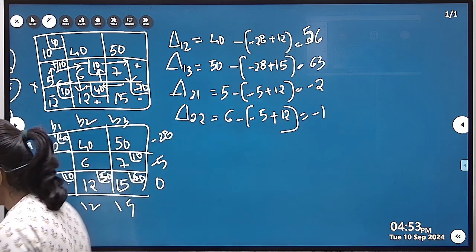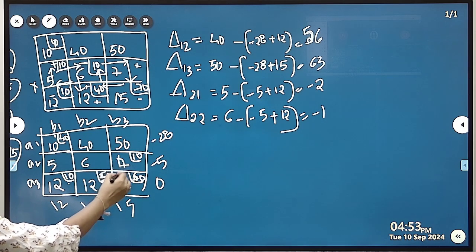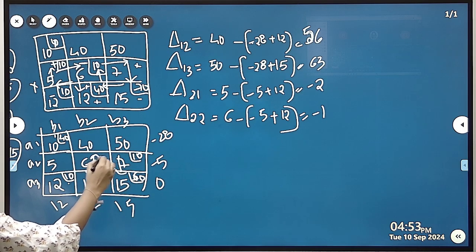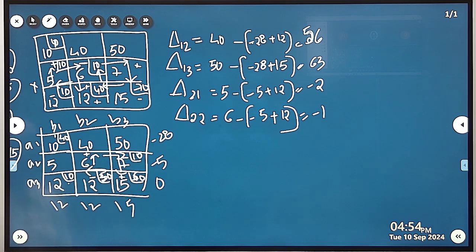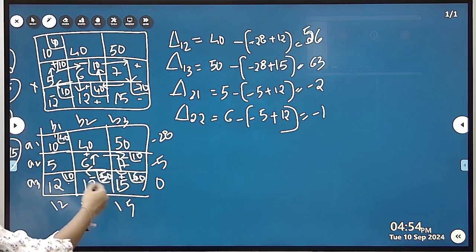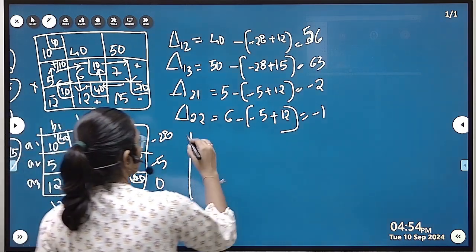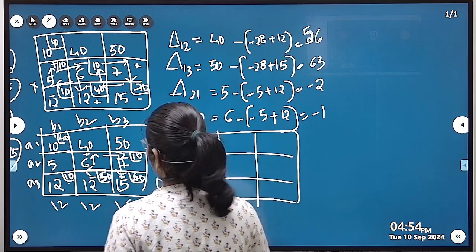So now the values again we got negative, so we need to do the degeneracy again. Again we need to do the degeneracy from here and here and here and here. So this will be positive and this is negative, and this is positive and this is negative. So the least value is 10 with negative, so it needs to be rotated again. This question is very lengthy. There are many degeneracies to be done.